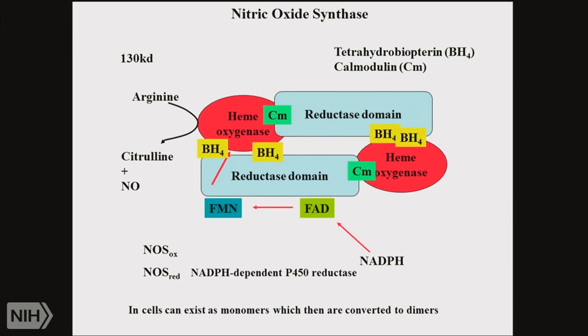And if this is the monomer, it's interesting. The electrons don't come from this way, but actually the electrons come from the other. It's a homodimer here, and the electron flow has to go from one dimer to the other. And that's kind of how it's actually controlled.